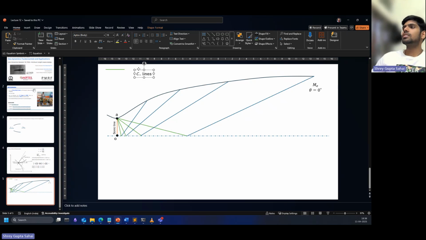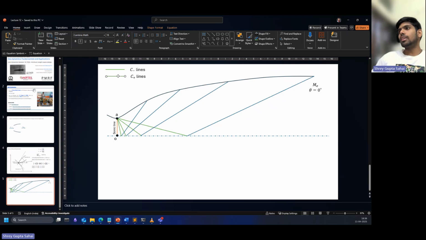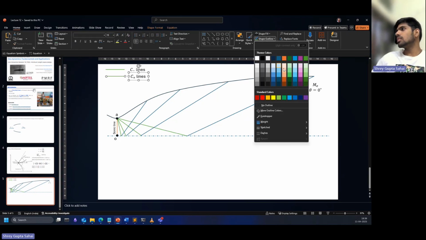The reason we are calling them C minus lines is that these lines run from the throat origin, the throat corner, to the center line, and that direction is running from the point of... the other is the left lines.